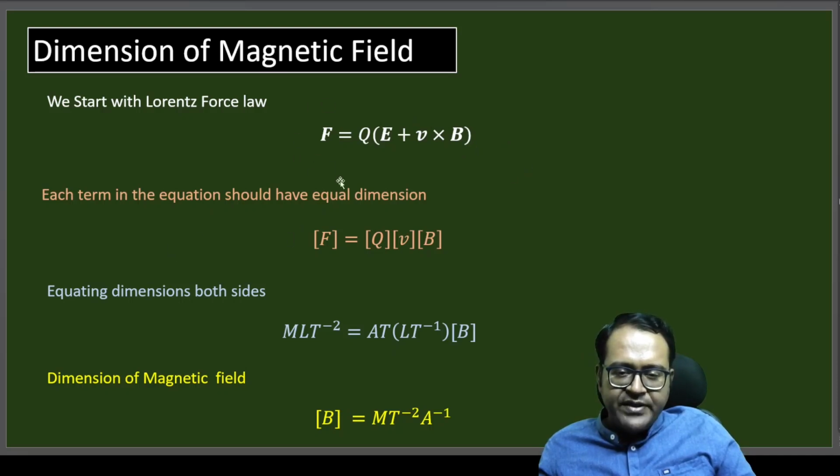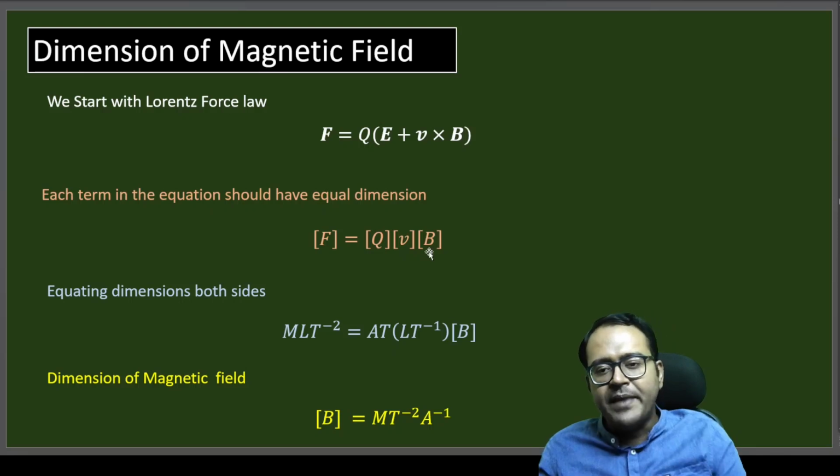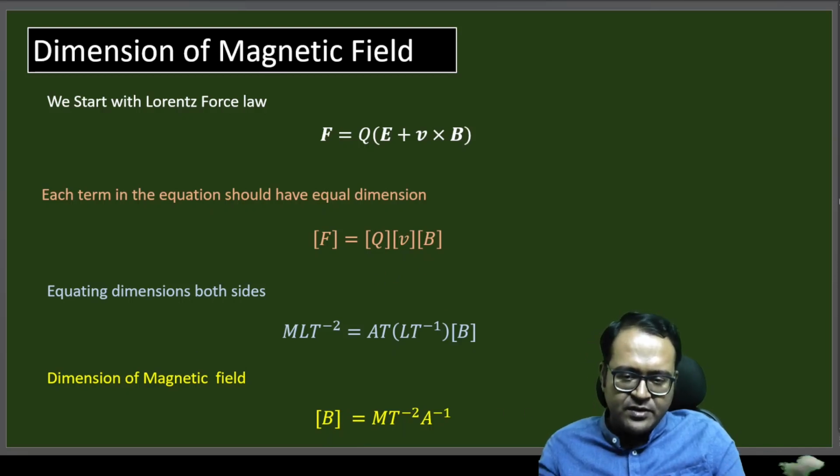So the dimension of F should be equal to the dimension of Q multiplied by the dimension of velocity multiplied by the dimension of magnetic field. That gives you the dimension of magnetic field as M T minus 2 A minus 1. If you are confused, pause here and do that algebra yourself. In this way we can calculate the dimension of magnetic field.